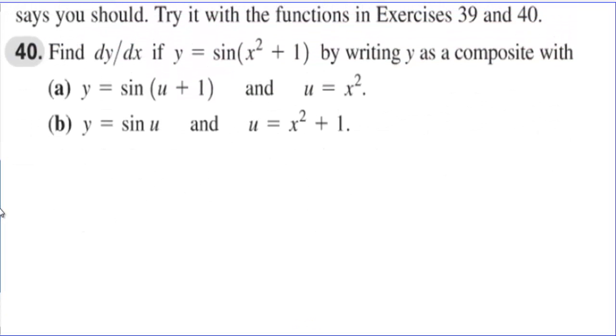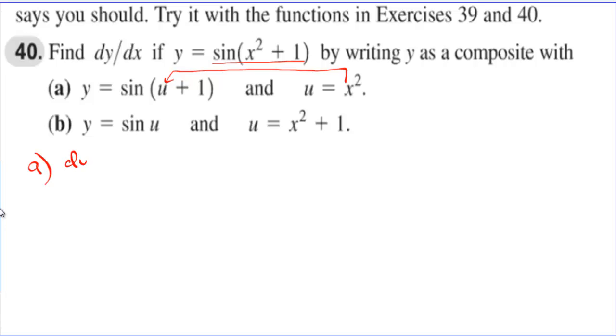In number 40, we have: find the derivative if y equals the sine of x squared plus 1 by writing y as a composite. All right, so letter A says write it as y equals sine of u plus 1 and let u equals x squared. So that's the inside function. So they're saying the inside function is x squared, and if we would do the composition, we would get sine of x squared plus 1.